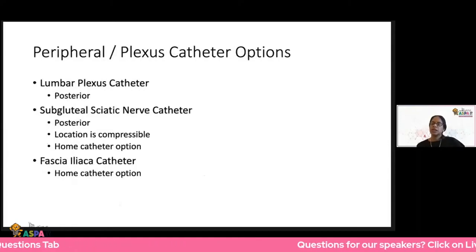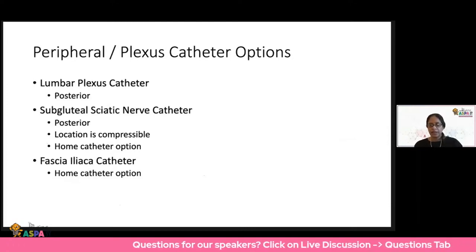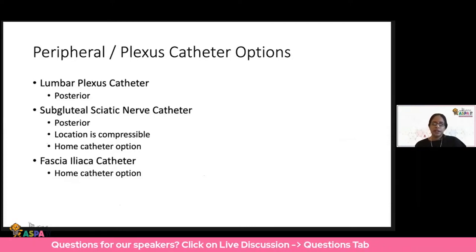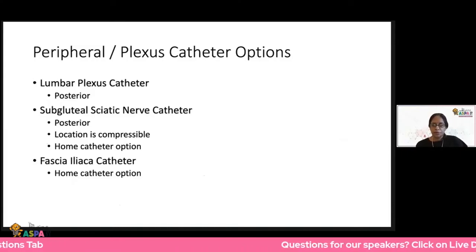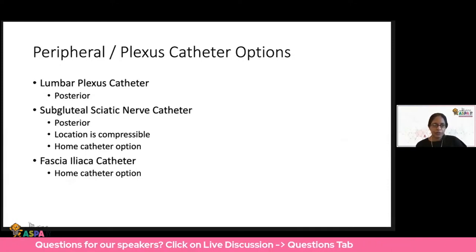Let's say we decided for little d not to do an epidural, but to do peripheral or plexus catheters. A good choice for her would be a lumbar plexus catheter that would cover the upper lumbar nerve roots, and it would be posterior, so it would be out of the way of the surgical field.